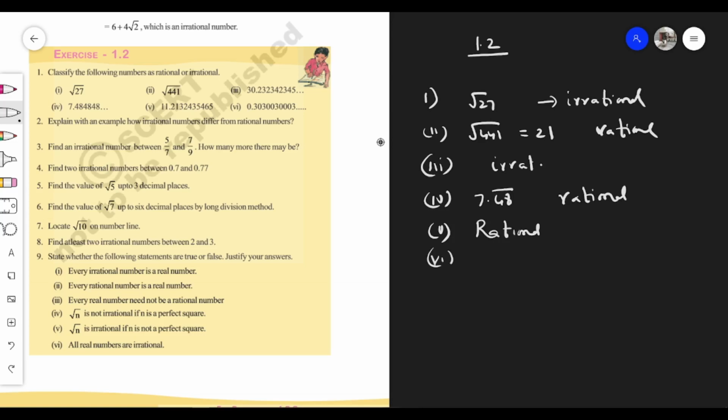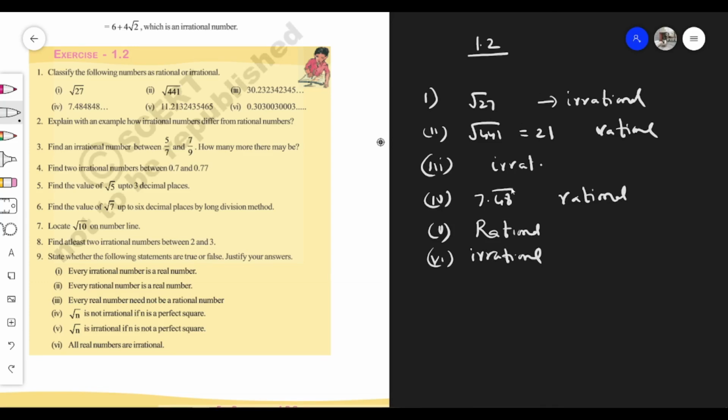And the sixth one, the last one in the first question. 0.303003000, likewise. It's not a rhythmic repetition, somewhat repeating but not properly repeating. Also it looks as if it is non-terminating. So non-terminating, non-repeating, that's why it comes under irrational numbers. So likewise we can discriminate or classify the numbers into these categories.